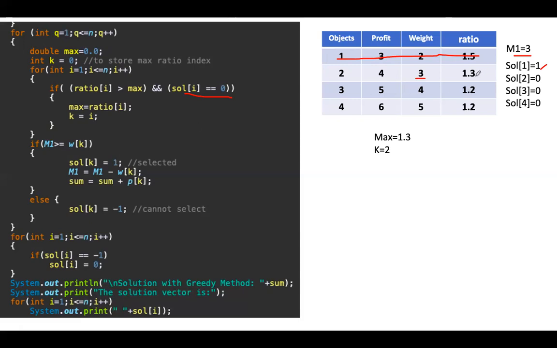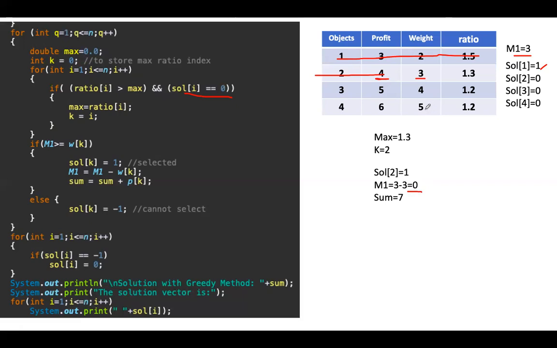That is, we are considering this second item into the bag. Solution of K means solution of 2 is equal to 1, because the remaining bag will hold this value. So we'll make it 1. M1 is equal to M1 minus W of K, that is 3 minus 3, it will be 0. Sum is equal to sum plus profit. Previous sum was 3, and the profit of the second item is 4, so sum is equal to 7. Remaining weight is 0, so in our bag, we cannot hold the remaining items.